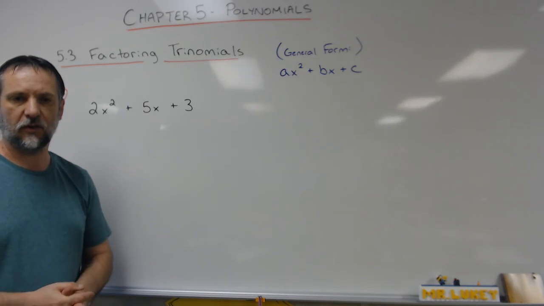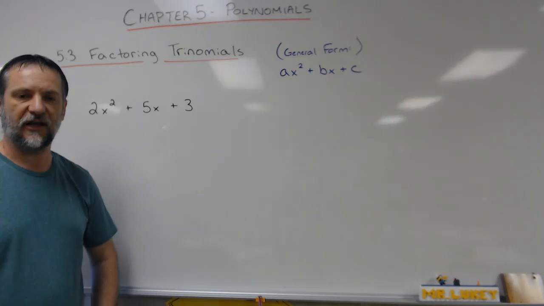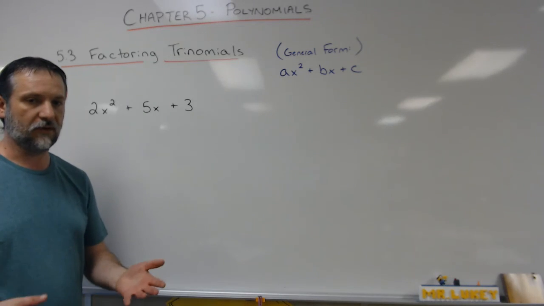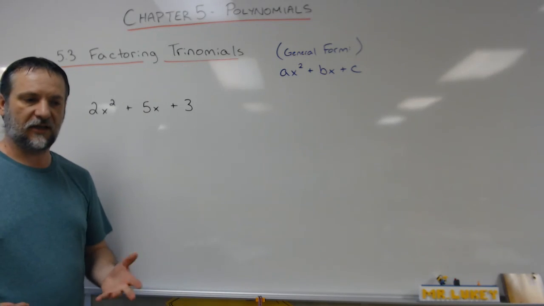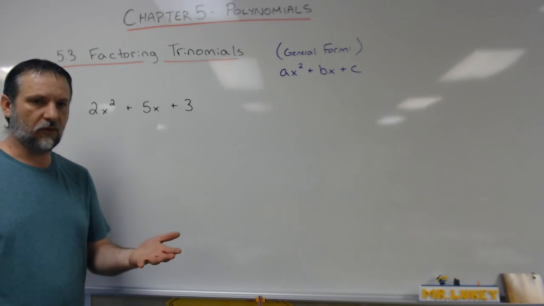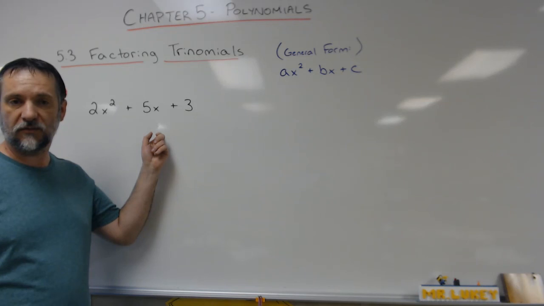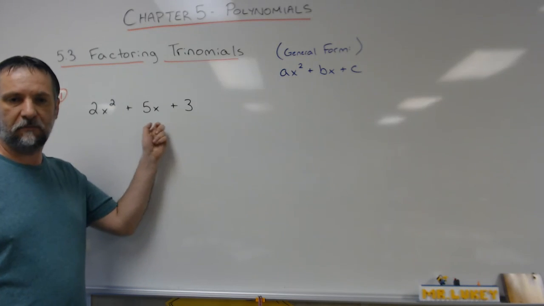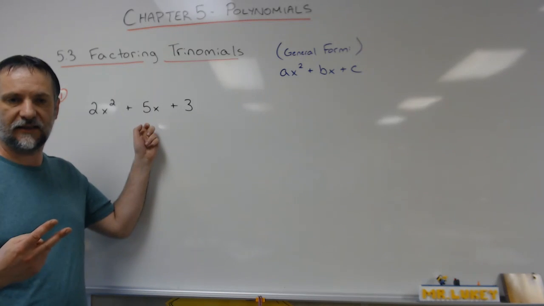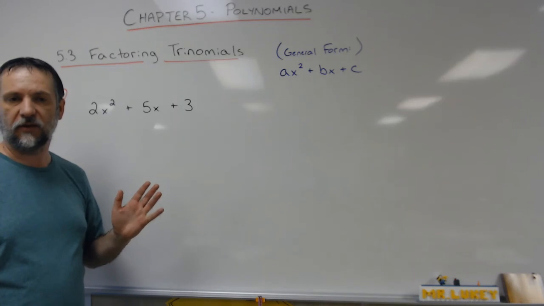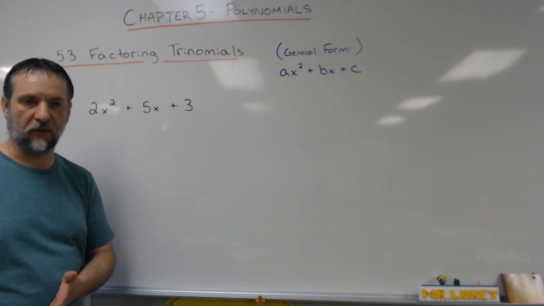So I have 2x squared plus 5x plus 3, and I need to factor these, and it's going to end up becoming a binomial times a binomial, which means I'm going to need 4 terms in total, so I can break it into 2 and 2, and I have 3 terms here. So I'm going to need to break this 5x into 2 pieces to make this work properly. What 2 pieces do I break it into?